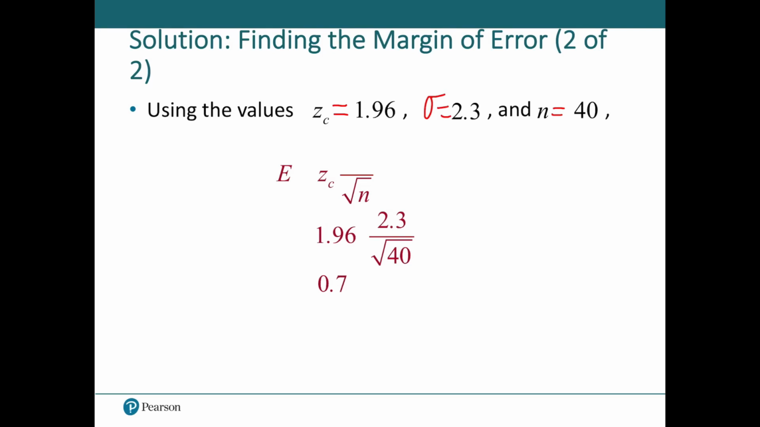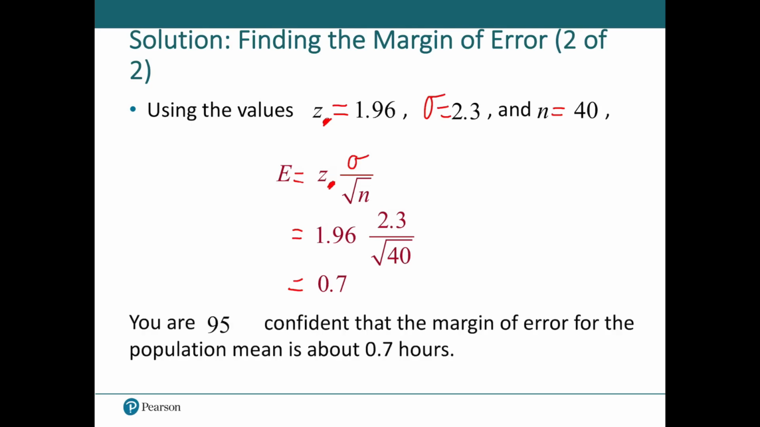Okay, so using the values z, or z sub c if you prefer, equal to 1.96, sigma equal to 2.3, and of course n equal to 40, which means it doesn't have to be normal, then the margin of error would equal z times sigma over square root of n, and the c's just don't matter. That's just a notation that's used sometimes. So 1.96 times 2.3 over square root of 40 is 0.7.